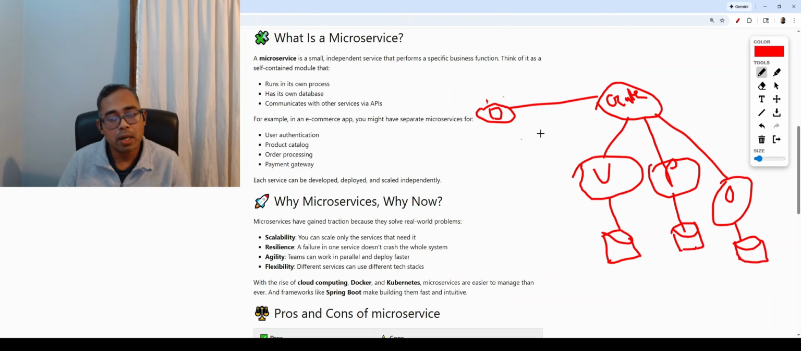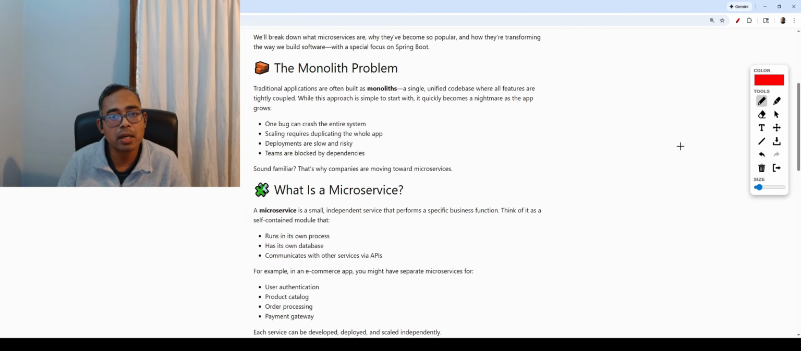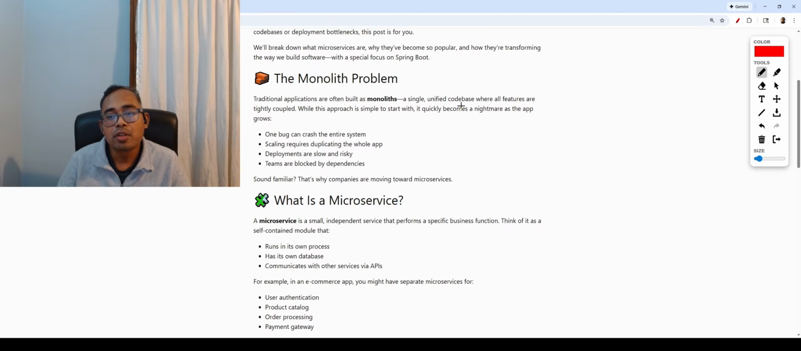Now, what is the traditional architecture for development? The traditional architecture is the monolith architecture. So what is a monolith architecture? In monolithic architecture, all the business functions lie in one big process.